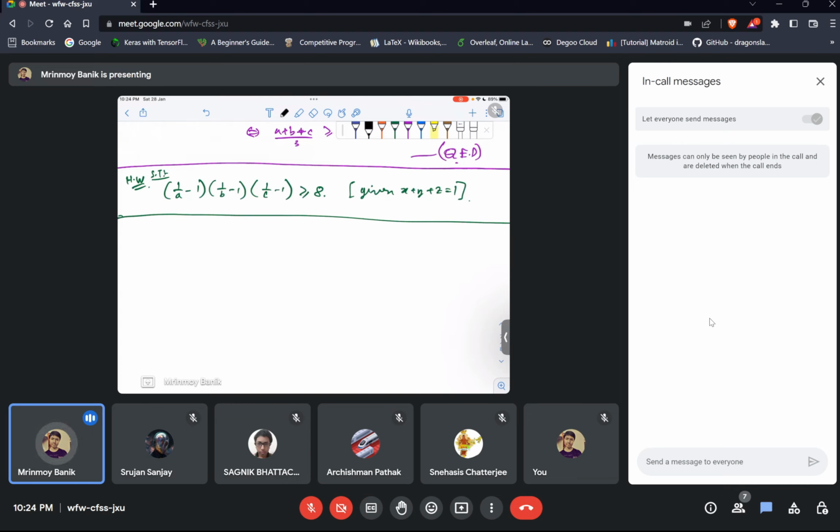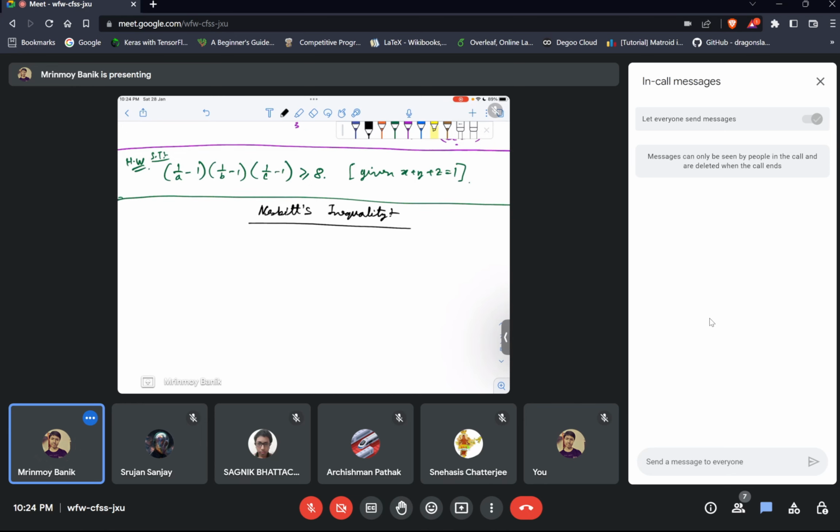Okay, Nesbitt's inequality is the next one. So it says if a, b, c are positive reals, and we have a by b plus c plus b by c plus a plus c by a plus b, this is greater than or equal to 3 by 2.